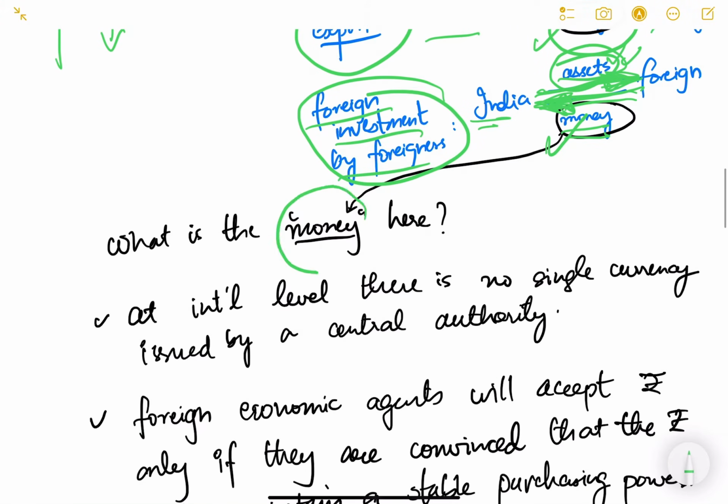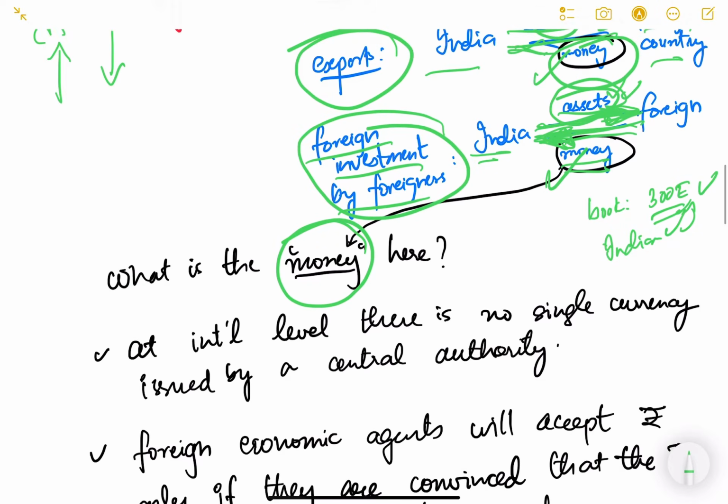Now what is this money? Basically in our local economy, whenever we go to buy something, for example you go to market and you buy a book and the cost of the book is say 300 rupees. So you will give them in Indian currency. Okay, you will give 300 rupees to that shopkeeper and he will accept it.